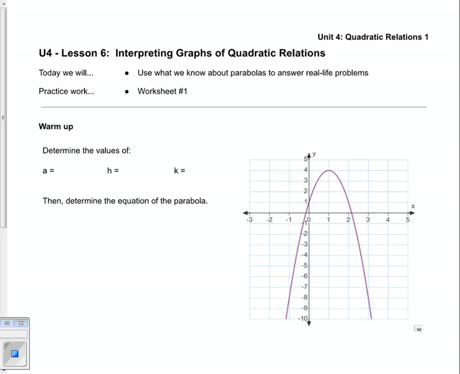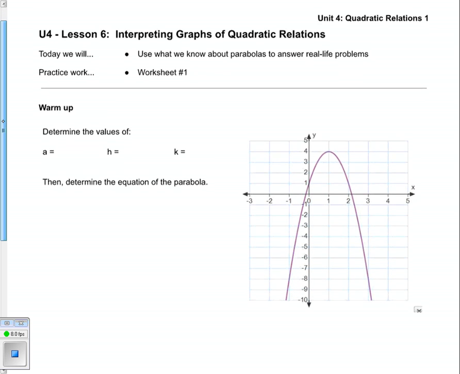Today we're going to work on interpreting graphs of quadratic relations, and we're going to use what we know to solve some real-life problems as well. But to start off, we'll do some warm-up by determining first the values of a, h, k from the parabola that's given, and then we're going to figure out the equation.